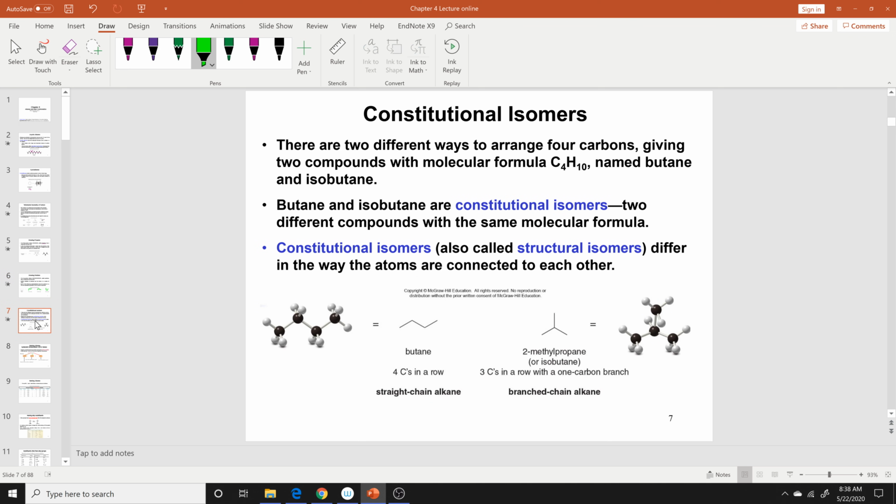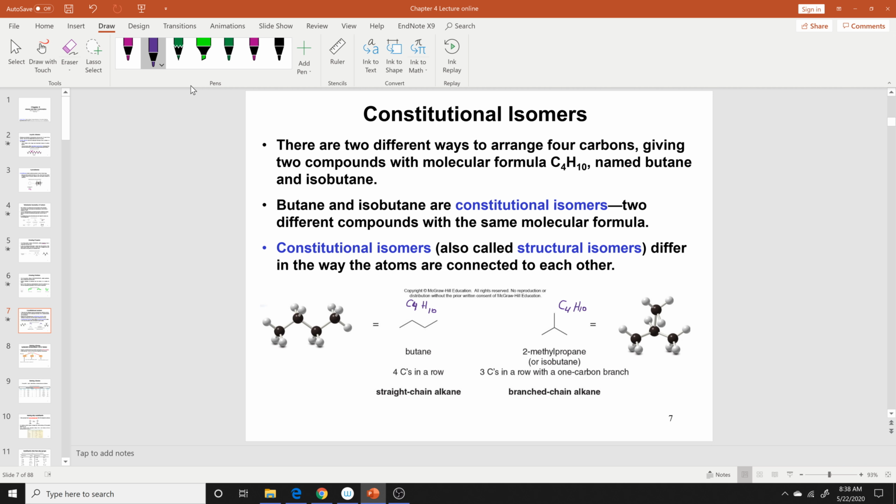We've talked about constitutional isomers, and we said that constitutional isomers are isomers that have the same molecular formula. So their molecular formula is the same. Here in this case, the molecular formula is going to be C4H10. Count the hydrogens: 3, 4, 5, 6, 7, 8, 9, 10. So C4H10 for both. But I have different ways of writing it.